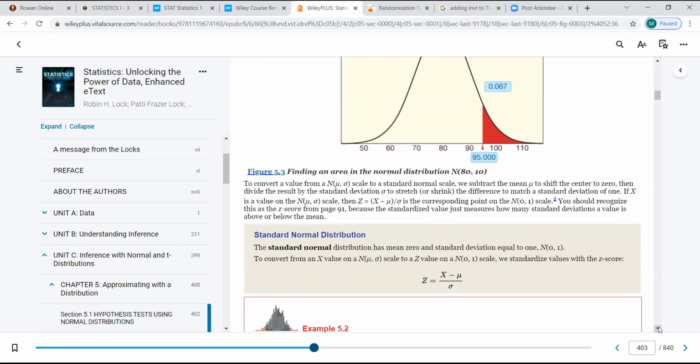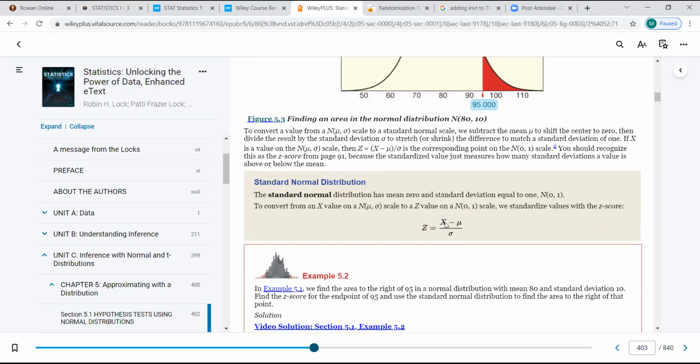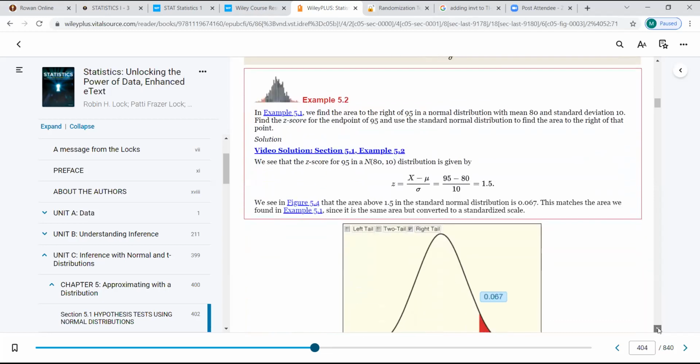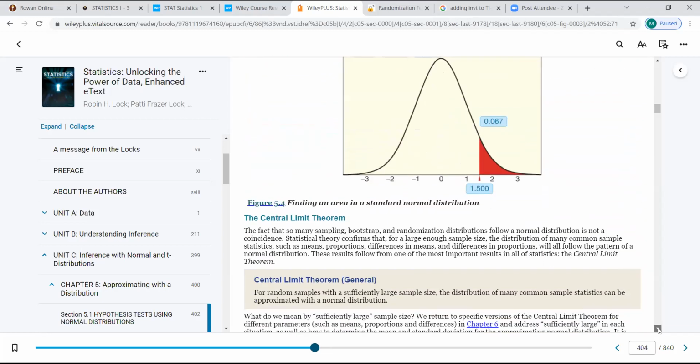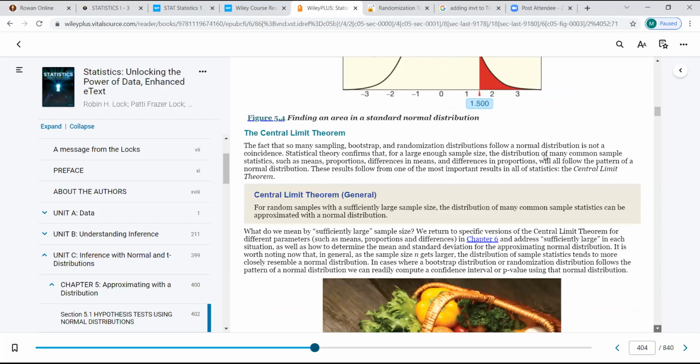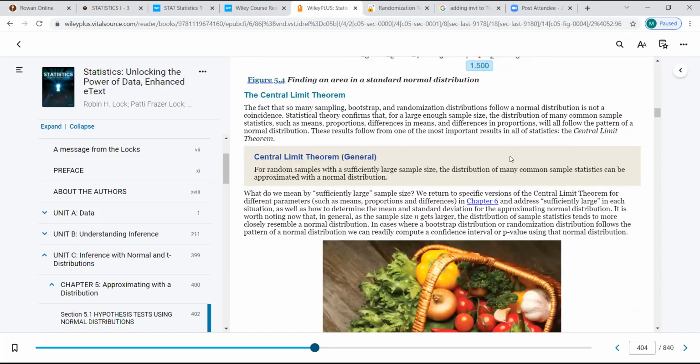It even shows the formula for converting an X, any normal distribution, into a Z, which is a standard normal, using this Z-score formula. So we've already covered all of that. This has all these examples. It also mentions this thing called the central limit theorem, which says the following.